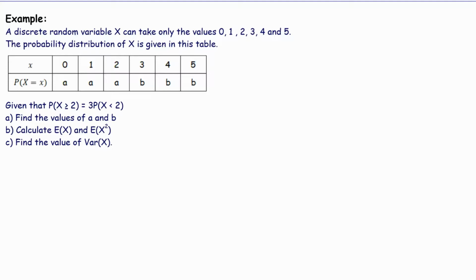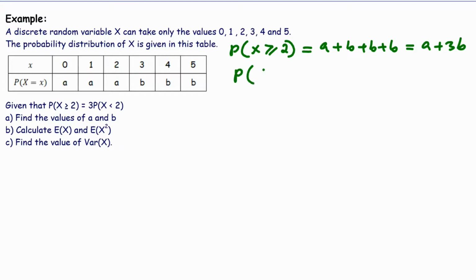So we can start by finding expressions for these probabilities in terms of a and b. Greater than or equal to 2, that means we add all the probabilities that are greater than or equal to 2. So that will be a plus b plus b plus b, which is a plus 3b. And then the probability that x is less than 2 will just be a plus a, which is 2a.